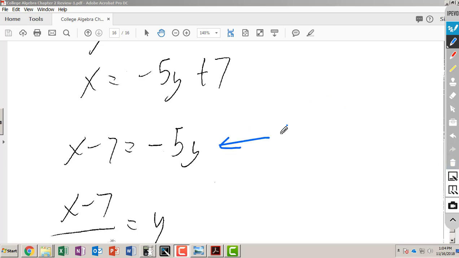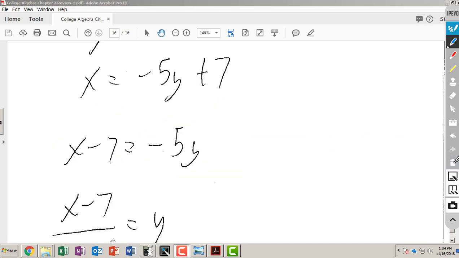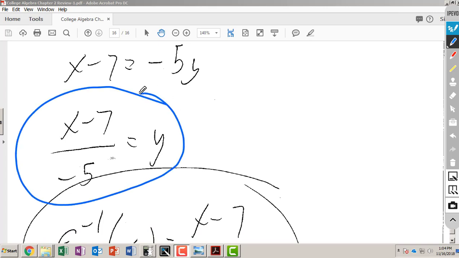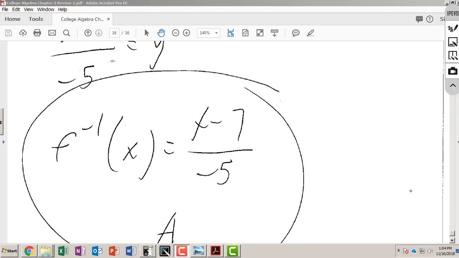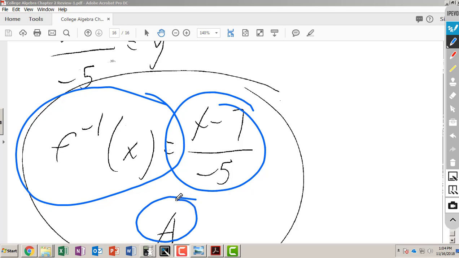Solving this equation for y, I'm going to subtract 7 from both sides. So I get x minus 7 equals negative 5y. And then I divide both sides by negative 5. When I divide by negative 5, I end up with my inverse function, which is x minus 7 all over negative 5 equals y. Then change that y to your new notation of f inverse of x. So f inverse of x equals x minus 7 all over negative 5, and that matches with the answer of A.